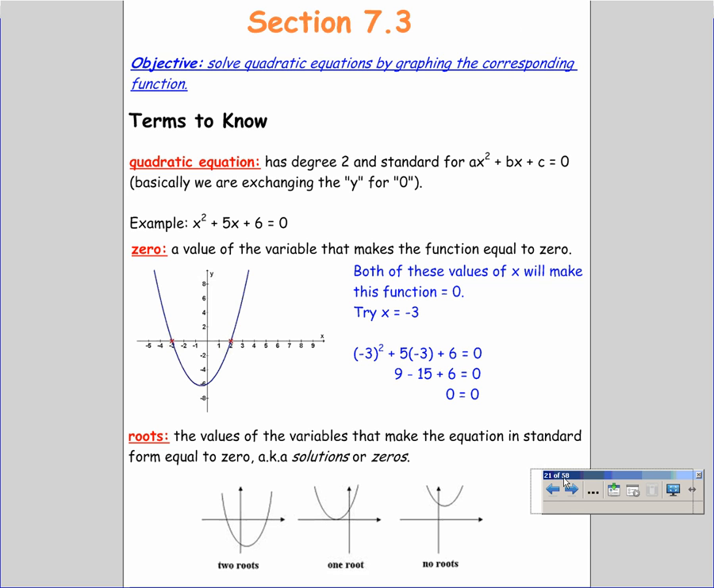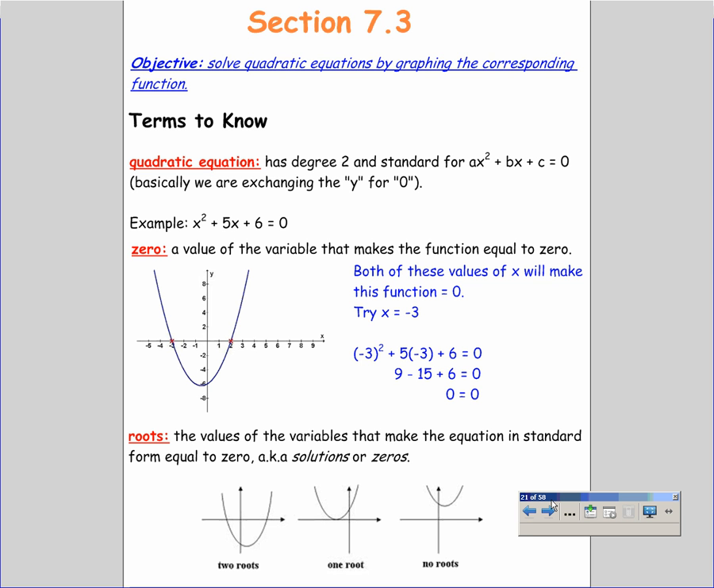But today we're going to take a look at how you can solve quadratic equations by graphing, finding the roots. Okay, so we're going to look at finding the roots of the quadratic equation.